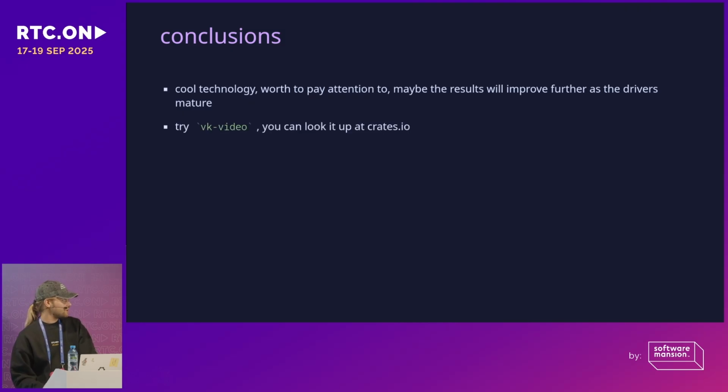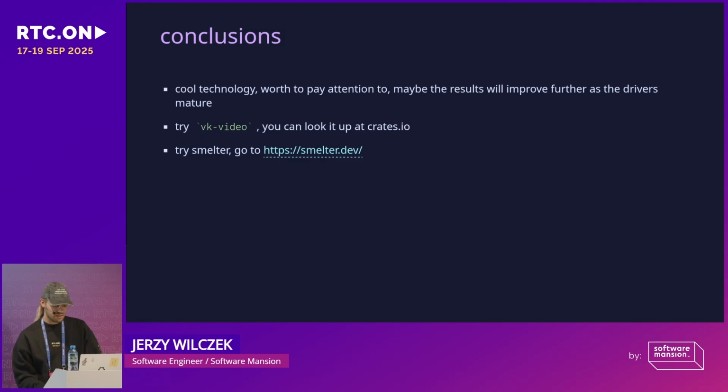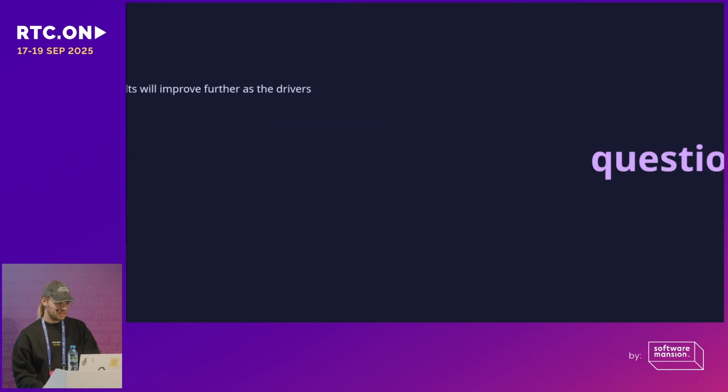The other thing is try VK Video. It's free, it's open source. You can look it up at crates.io, which is the Rust package repository. And third, try Smelter. You can do that at smelter.dev. It's a really nice high-level sort of abstractions on top of those highly optimized GPU pipelines. And yeah, I guess that's it for the talk.